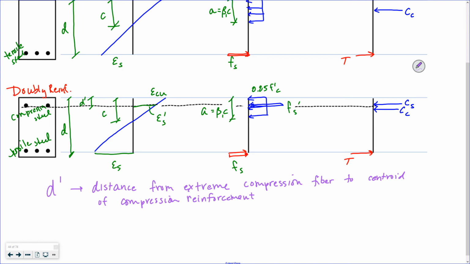D prime is the distance from my extreme compression fiber to the centroid of my compression reinforcement. Which one is a larger value, D or D prime? D, right? D is the distance from the extreme compression fiber to the centroid of my tensile reinforcement. D prime is from the extreme compression fiber to the centroid of my compression reinforcement. They're both from the same point, assuming I'm going to have my compression at the top for positive bending. But obviously D prime would be smaller because it's in the compression portion of the cross section.